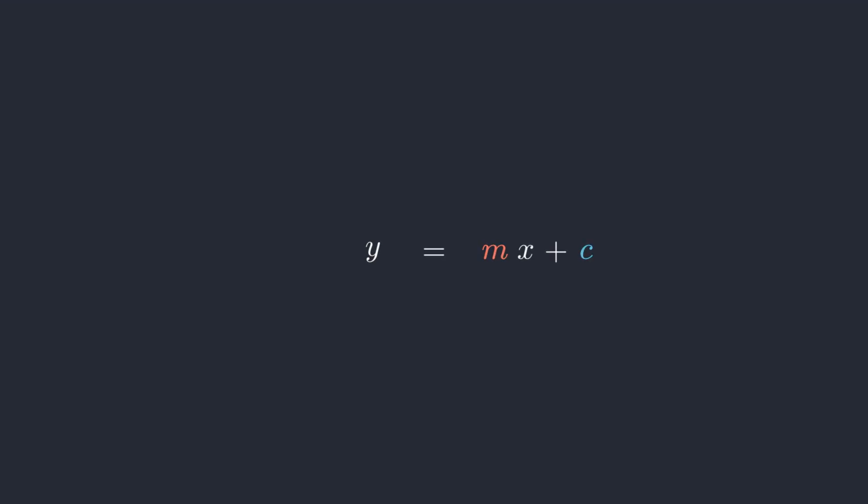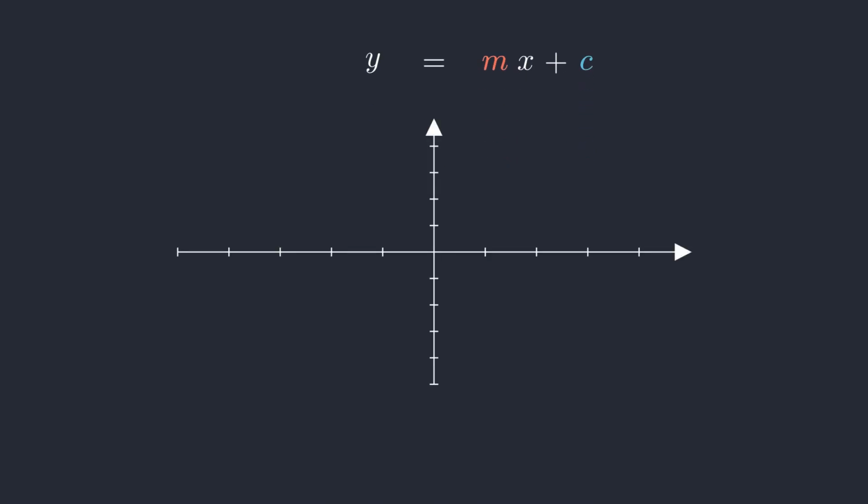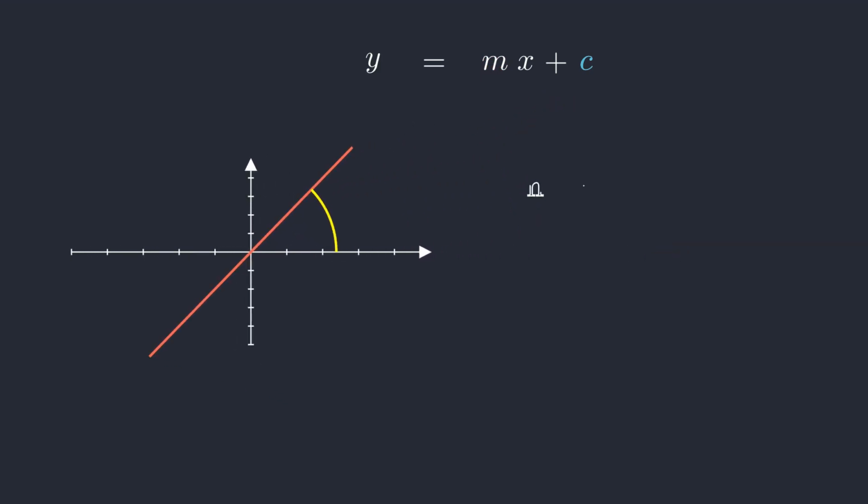We know a line can be represented by this equation, which is the slope-intercept form of a line. Here, m is the slope which tells us the inclination of the line. To calculate m, we use this simple formula, where theta is the angle subtended by the line on the x-axis. By changing this theta, we can change the inclination of the line. Notice it covers the whole 2D plane.